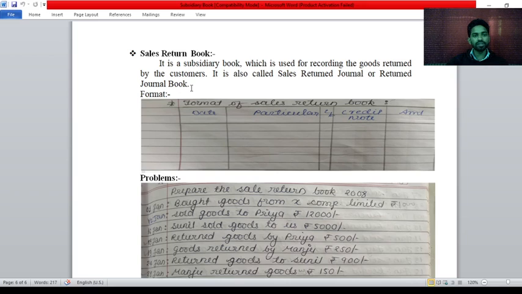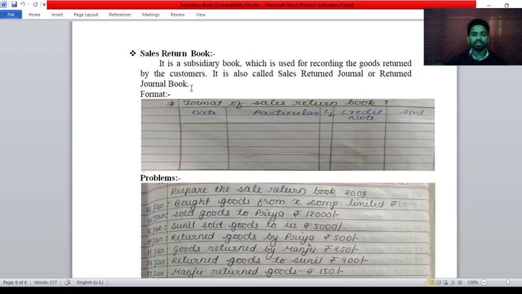Now, which transactions are recorded in the sales return book? Only those after selling goods to the customers. After selling the goods to the customers, if a customer again returns goods to the business, these transactions only are recorded in the sales return book.